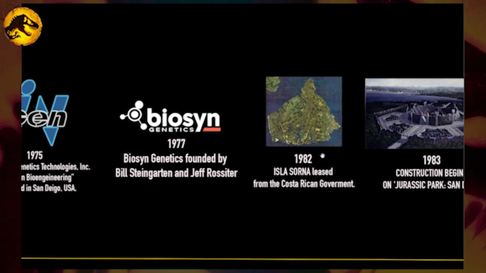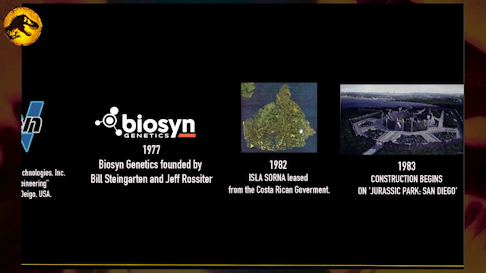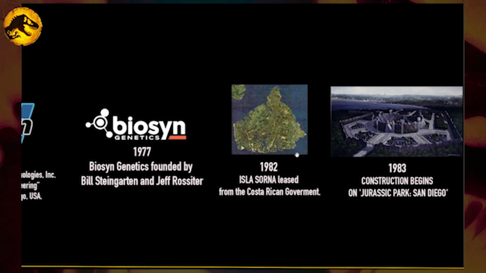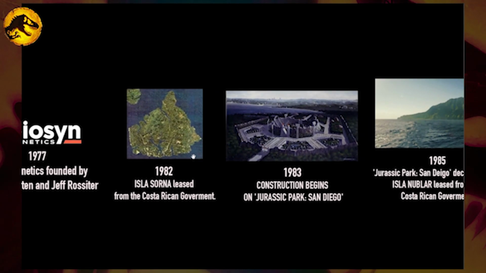1982, we learn via the Maserati Global backdoor terminal that Isla Sorna was leased from the Costa Rican government by InGen, so they can start their research and development into the cloning of dinosaurs on this island. And they need a lot of space because dinosaurs are quite big, and so they basically need a lot of land if they're going to be successful.